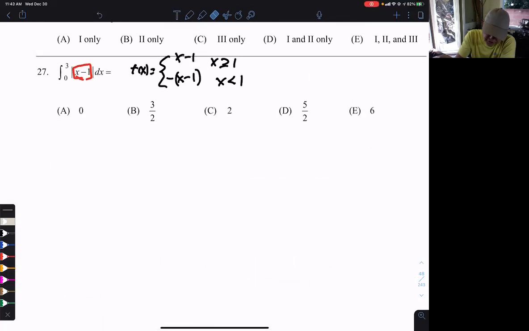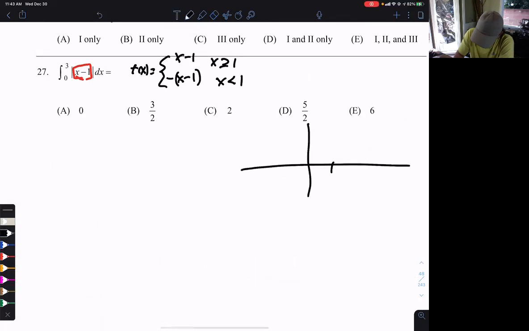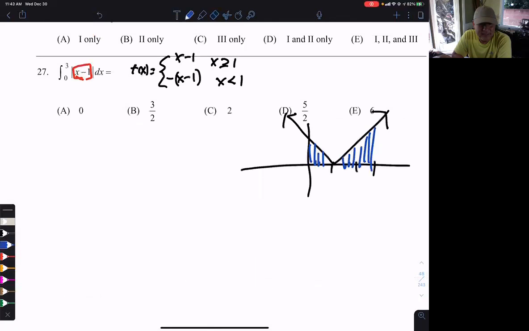Here's the other way of doing it. Draw a picture of this. And this is much faster, actually. There is the absolute value of x minus 1. I'm integrating to 3. So basically, I just want the net area. I want the area of those two triangles. Yeah, it's much easier, huh?